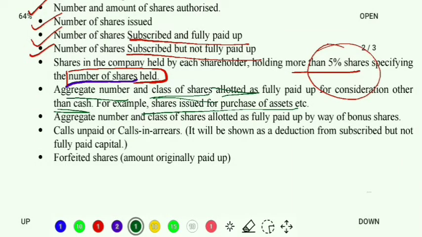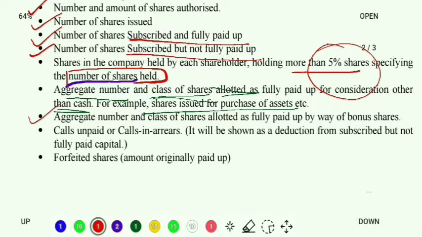What is the aggregate number and which classes of shares have been given out in return for a purchase of assets, or in return for anything where cash was supposed to be given but cash is not given and shares are paid instead? So details have to be given properly. And where are they recorded? They are recorded under share capital. Clear? Next, what do we have?